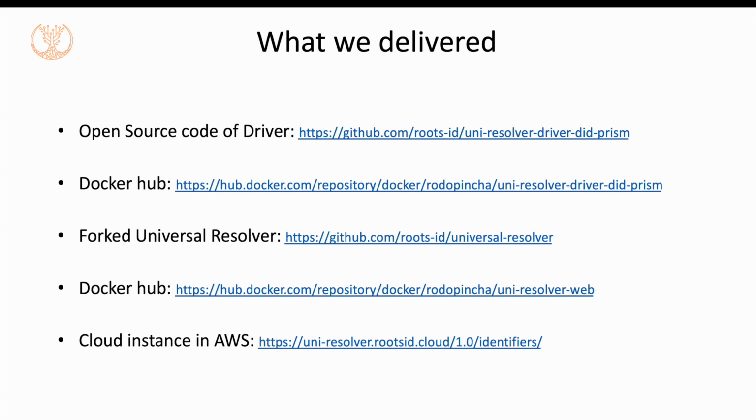What did we develop for this project? We developed the driver for the Prism Resolver that is open source code that you can find in our GitHub repo. It's also a Docker image that you can find in Docker Hub. We also forked the complete Universal Resolver solution with this driver included, and also an image in Docker Hub. And we hosted a cloud instance in Amazon Web Services.